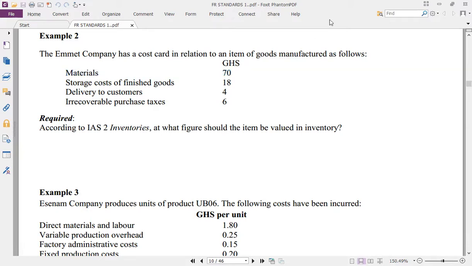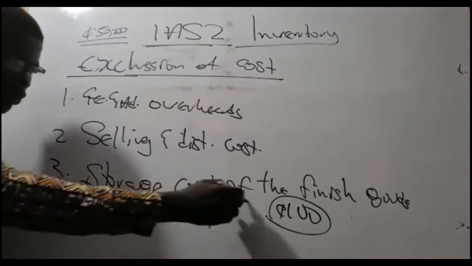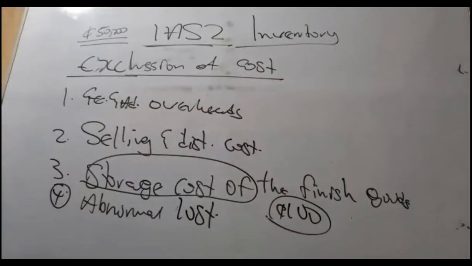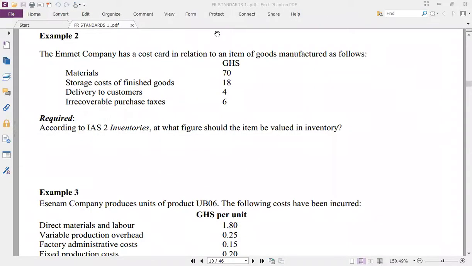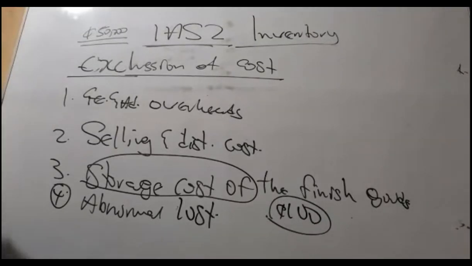No, because storage cost of finished goods must be excluded from the cost of inventory. Now let's continue. Then delivery to customers, should it be part? No, delivery to customers should not be part. That's selling and distribution cost. If we are delivering the goods to the customer, that's the selling point. We are just looking at obtaining the goods. How do you get the goods ready? Any cost that you incur up to the point when the goods are ready for sale.